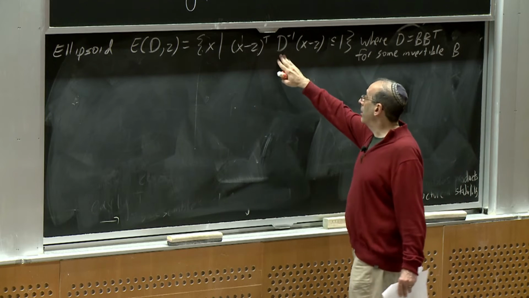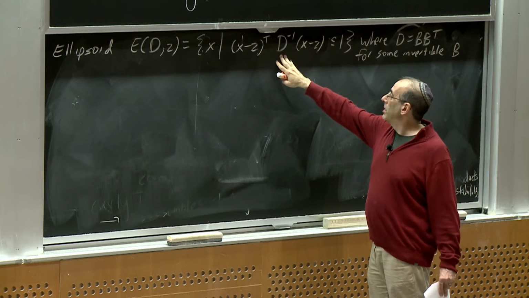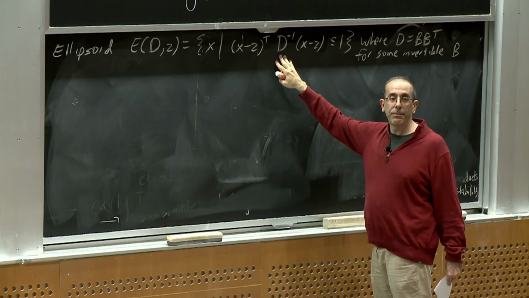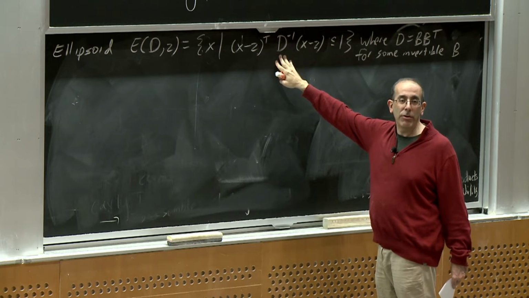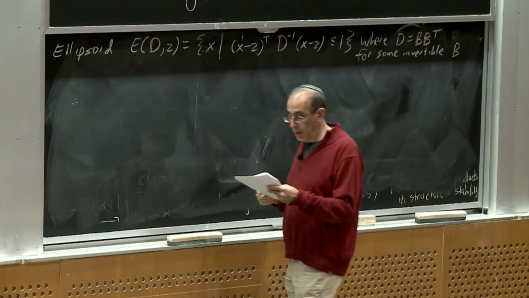You know, with our knowledge of matrices as linear transformations, this is basically saying that the ellipsoid is a linear transformation of the sphere. You can stretch it, you can shear it, and so forth, but you're starting with a sphere and then applying a linear transformation, okay?